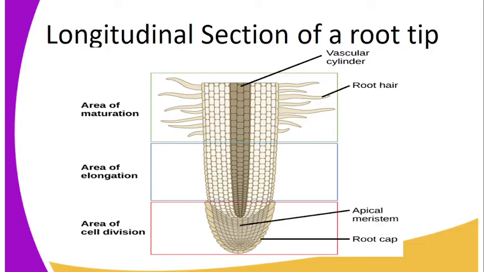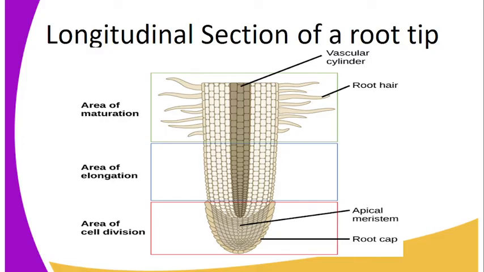After the root cap, we have the area of cell division. In the area of cell division there is mitotic cell division. The cells divide mitotically and hence increase in number. So there is an increase in the number of cells in the area of cell division.